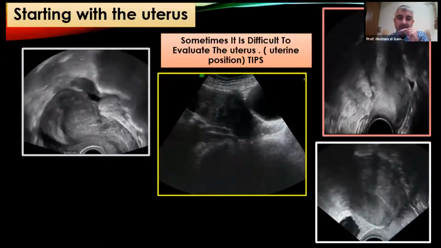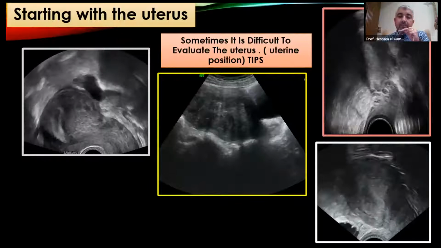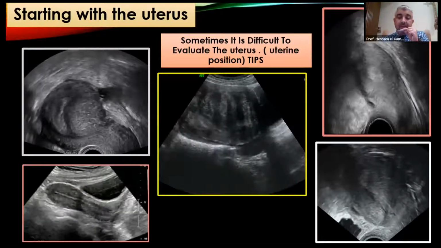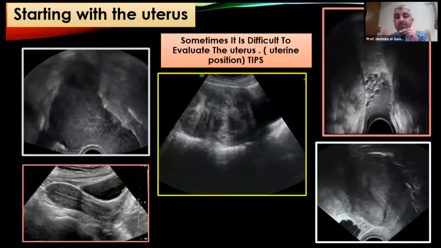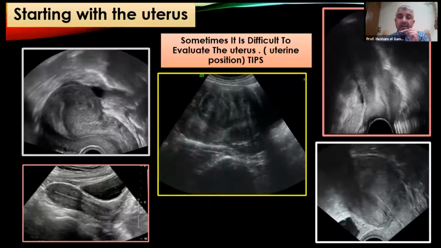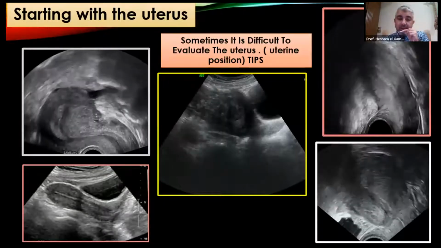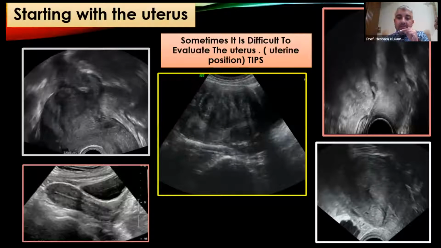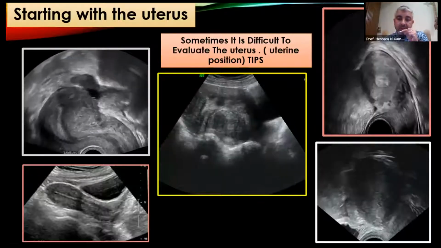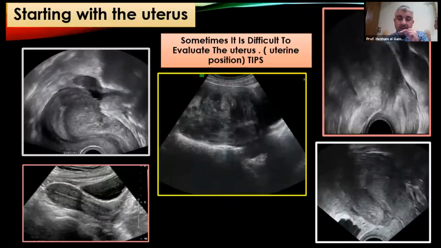So my tips, again, fill the bladder. Sometimes filling the bladder and evaluating the uterus through a transabdominal scan could be an option in difficult cases. And of course, use your bimanual examination. So with your other hand, you push over the pelvis and try to push the uterus as close as possible to the probe, and then you could see it more nicely.